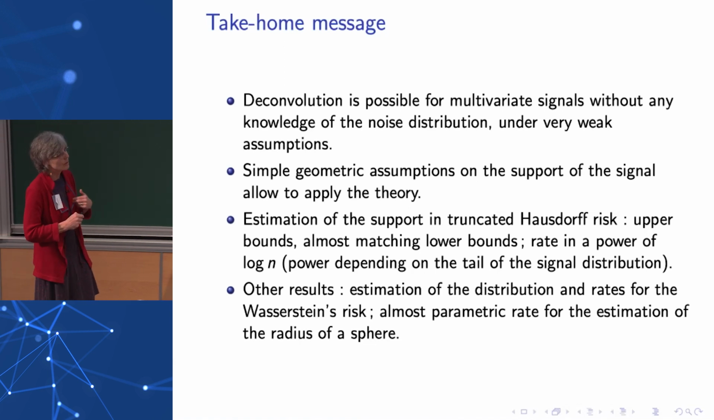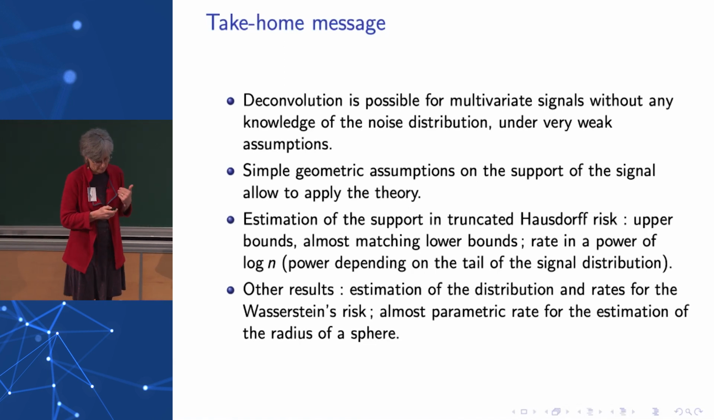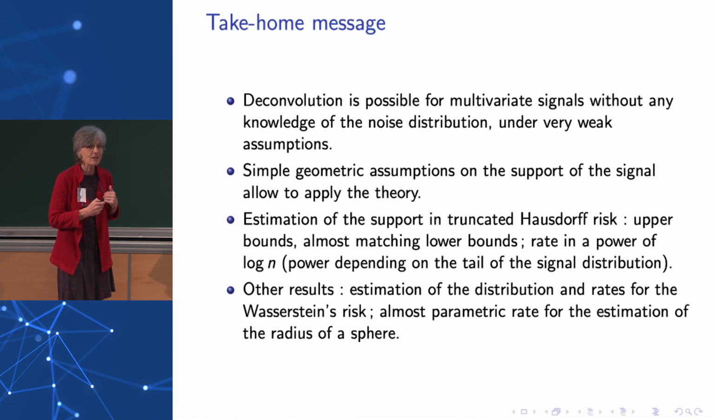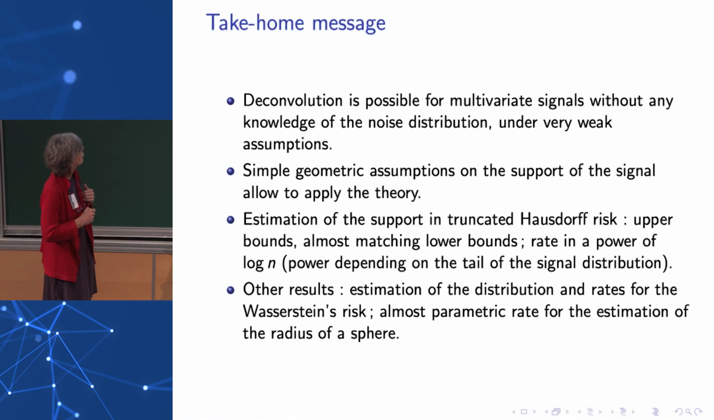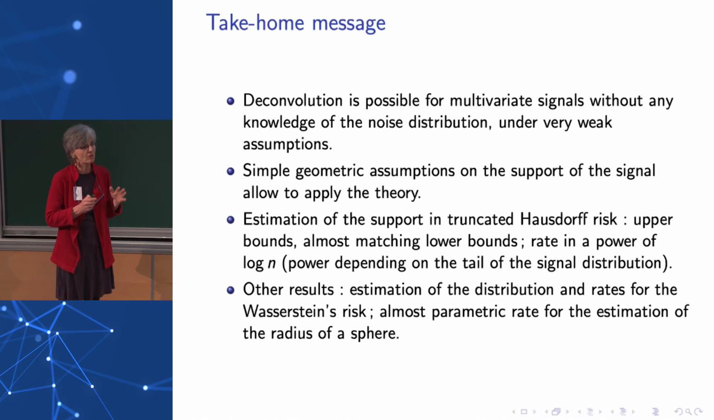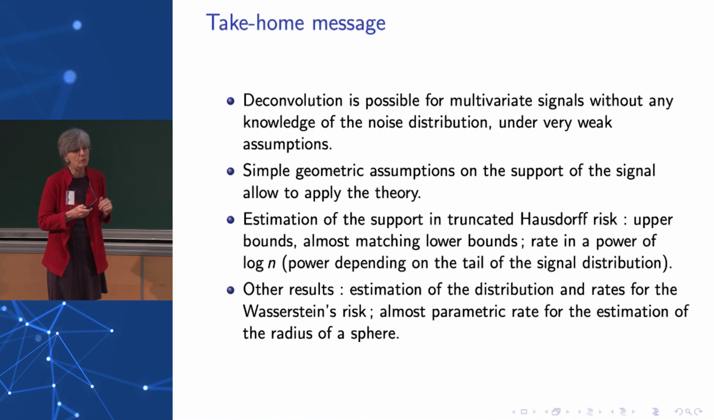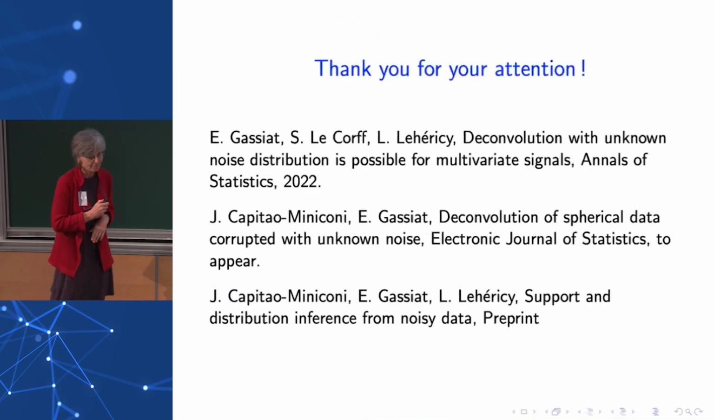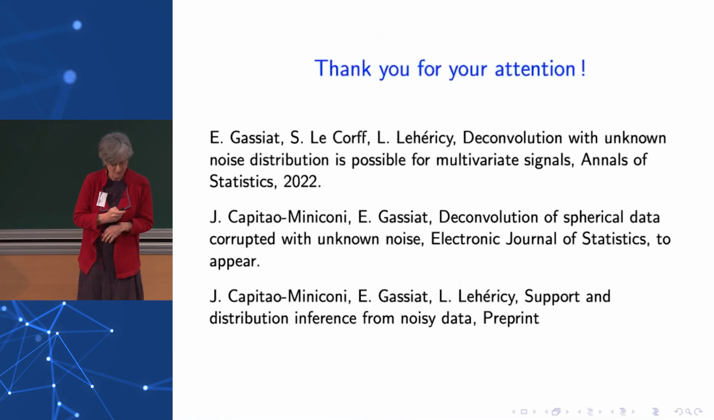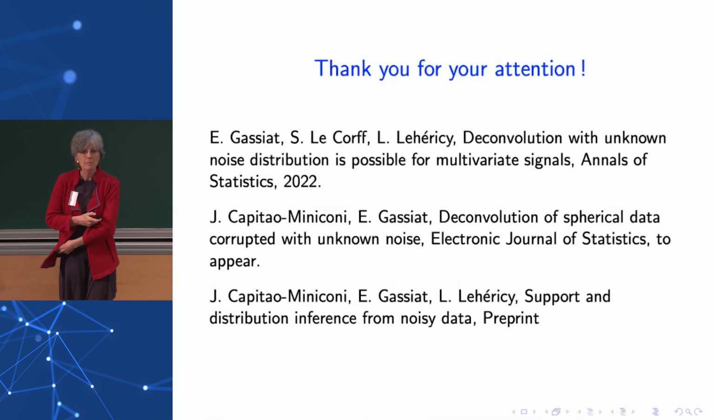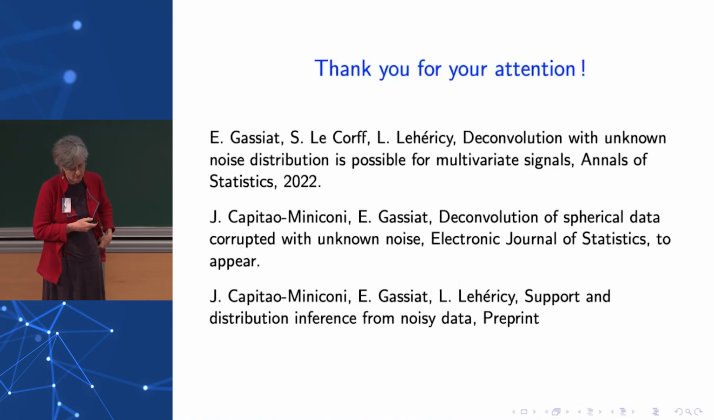And if we know, that's an earlier paper, but still recent, if we know that the structure is a sphere, then it's possible to estimate the radius. So it's a sphere hidden in noise without knowing anything about the noise. You can estimate the radius at almost parametric rate. So that's it. And these are the papers you can look at if you're interested in the subject I've talked about.